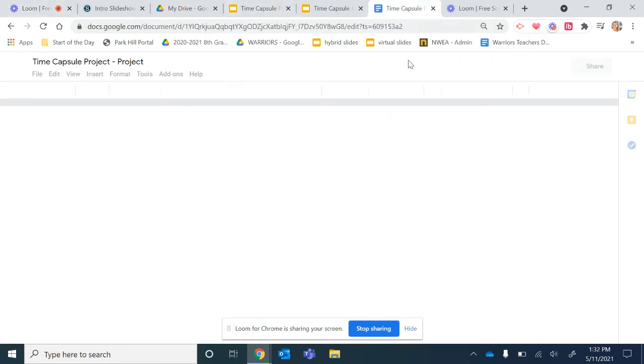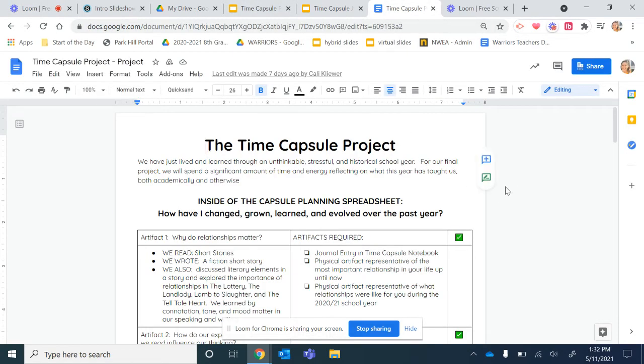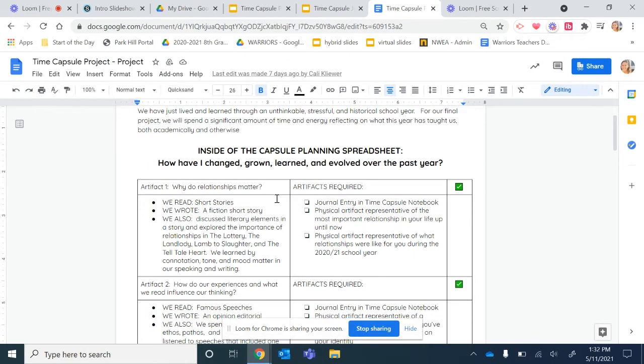Okay, and let's talk about what is going to go in the insides. This is your planning spreadsheet, okay? You can read through this right here. Each artifact is a unit, remember? And so I go over, hey, this is what you read, this is what you wrote, and these are the things that we did in school. And then whether it was in person or online. And then these are the artifacts required.